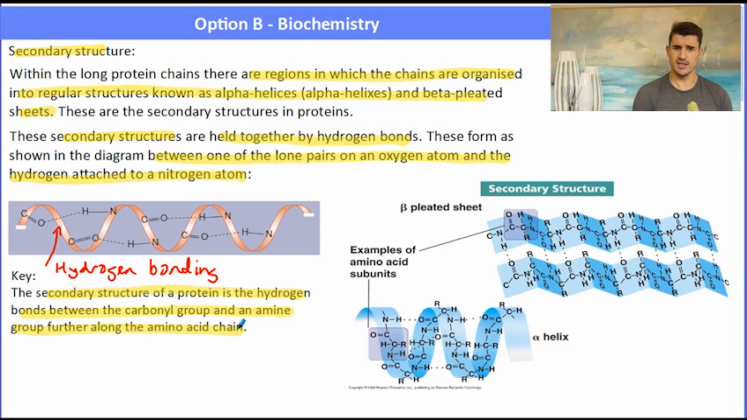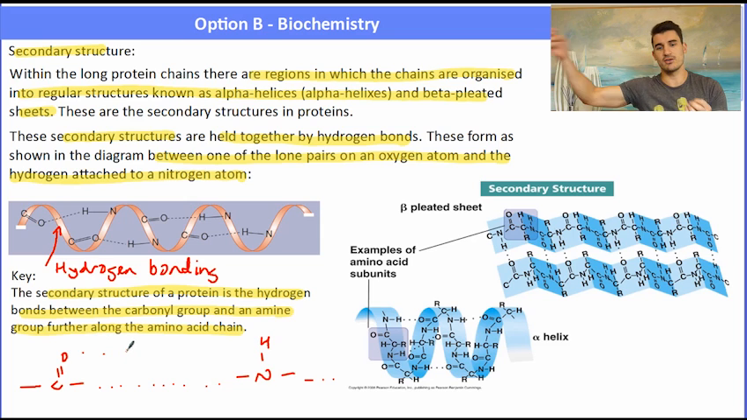This hydrogen bonding can either form our helix structure or it can form our beta pleated sheets, depending upon the overall structure of the protein. But it's between the carbonyl group of one peptide link to the amine group of another peptide link much further along the chain.